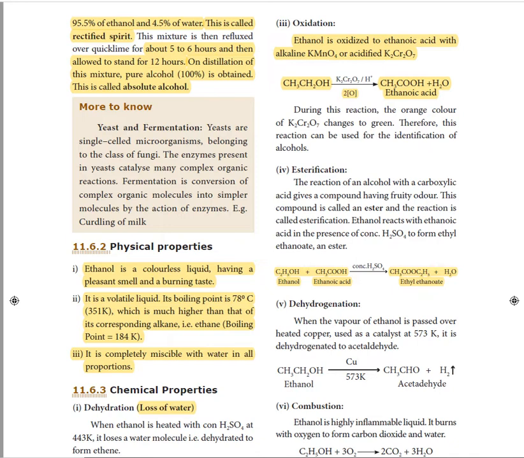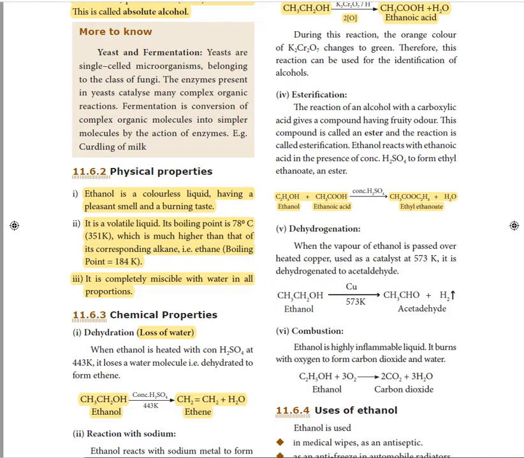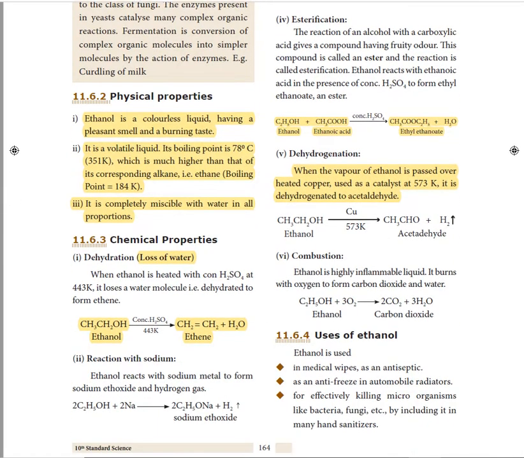This is a very repeatedly asked question, children. Dehydrogenation means removal of hydrogen. When the vapor of ethanol is passed over copper catalyst, it is dehydrogenated to aldehyde. You see the functional group OH is changed into CHO. Ethanol, CH3CH2OH, gives acetaldehyde, CH3CHO, with the evolution of hydrogen gas. That upward arrow mark represents a gas.